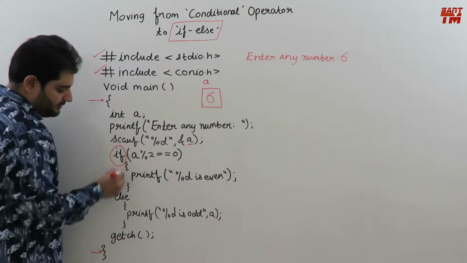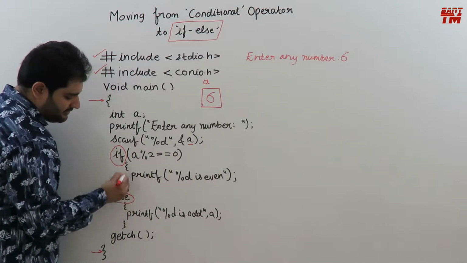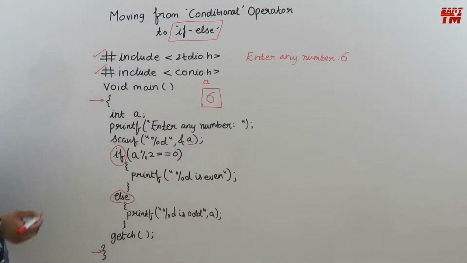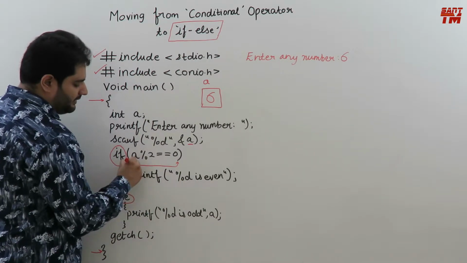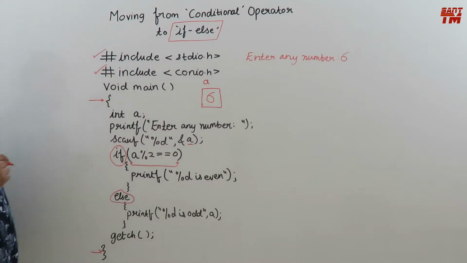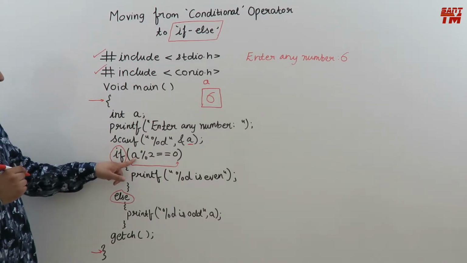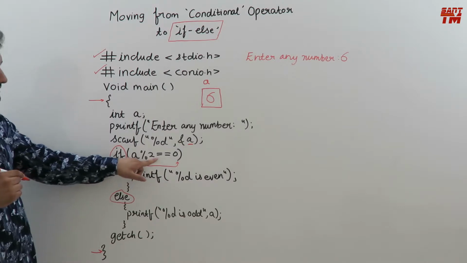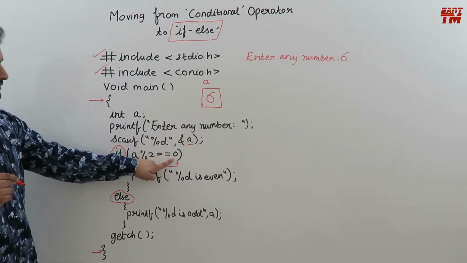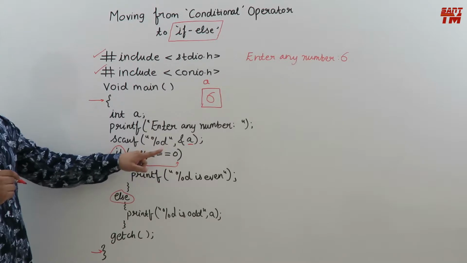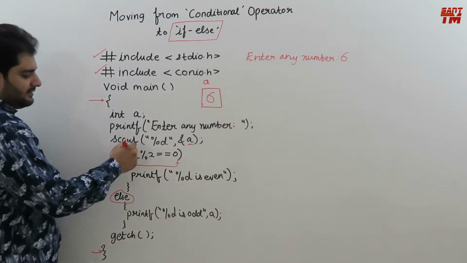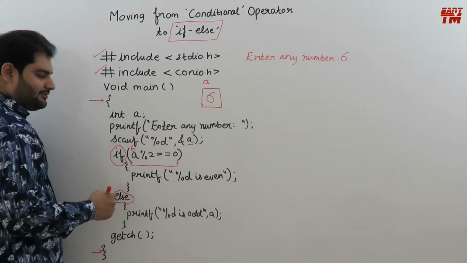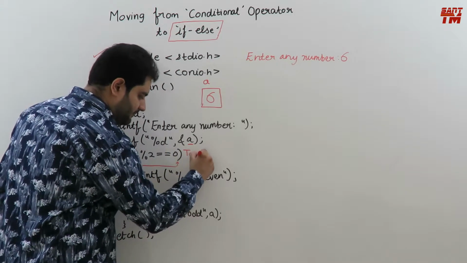This is if and here it is else. So this if and else together will work the same way that the conditional operator was working. In the parenthesis of if, I have written if a % 2 equal to 0. That means we will divide the value of a by 2 and check whether the remainder is 0 or not. For every even number the remainder will be 0, and for every odd number the remainder will not be 0. So 6 % 2 is equal to 0. Yes, this condition is true this time.